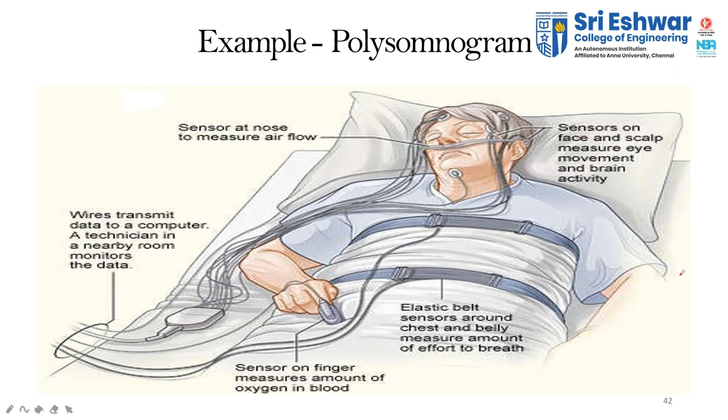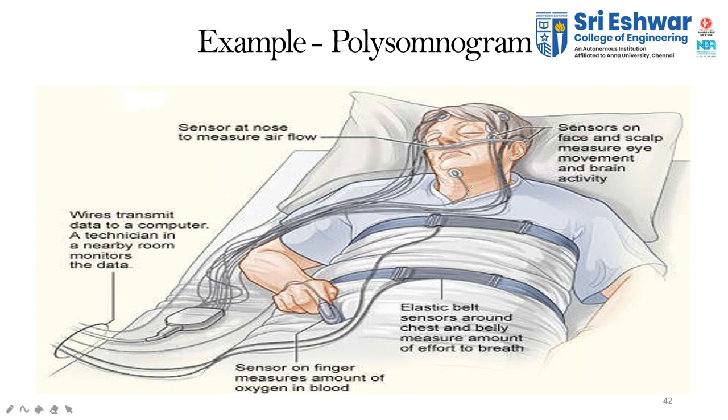We are going to place some sensors over the nose to measure the airflow, because with recent updates we have incorporated electronics in the medical field. So I'm going to place a sensor near the nose so that I can measure the airflow. Next we have sensors at the face and scalp. The scalp sensors are used to detect the brain activity. We are also moving to the eye, so that the eyeball movement will be recorded.